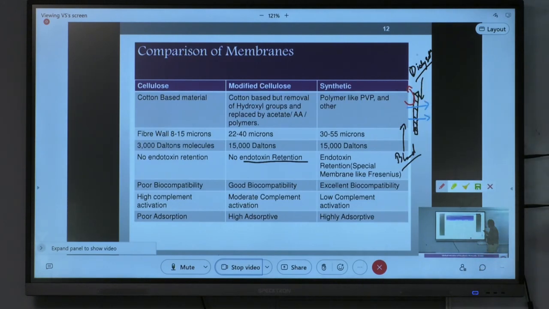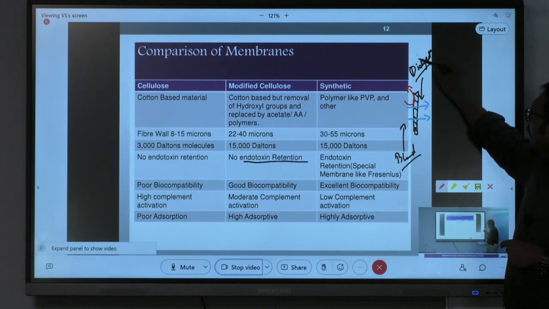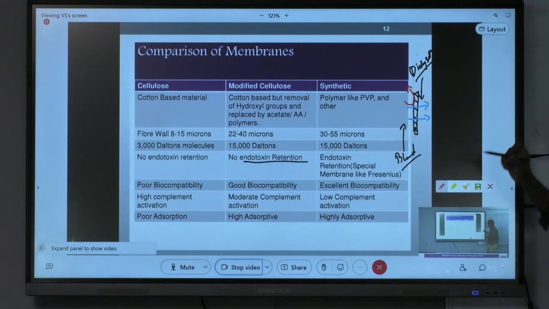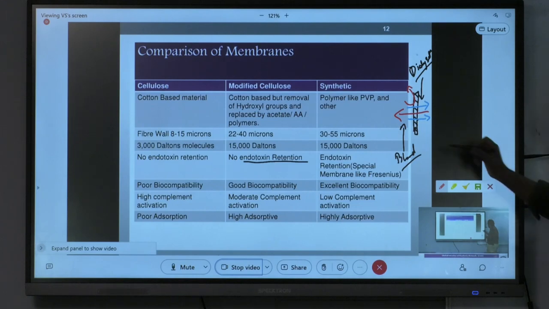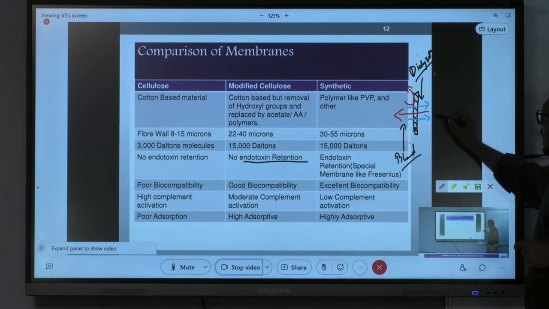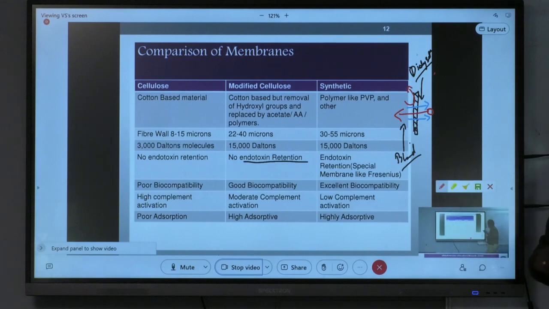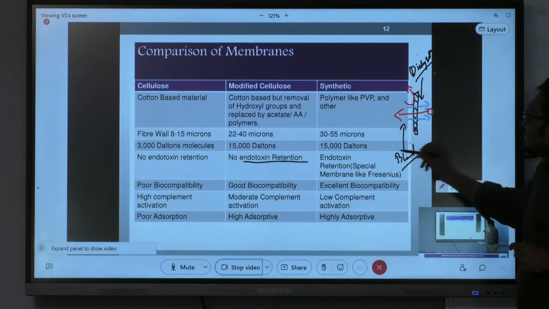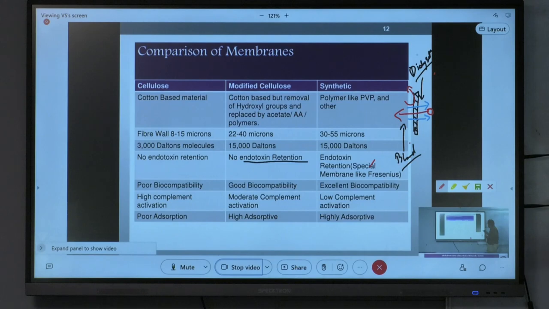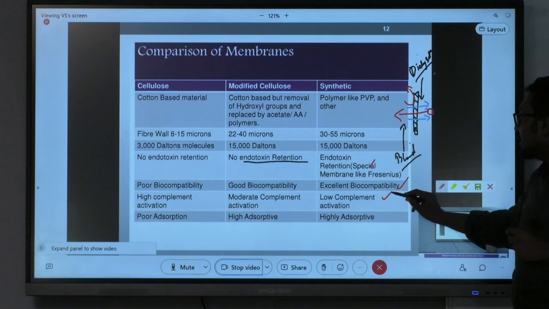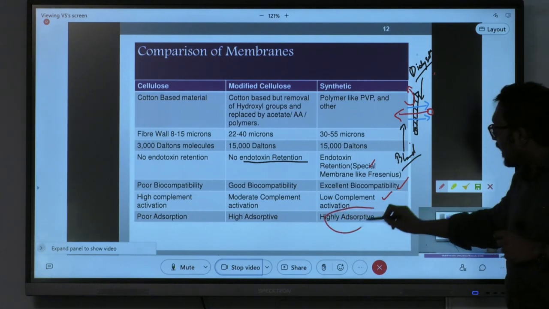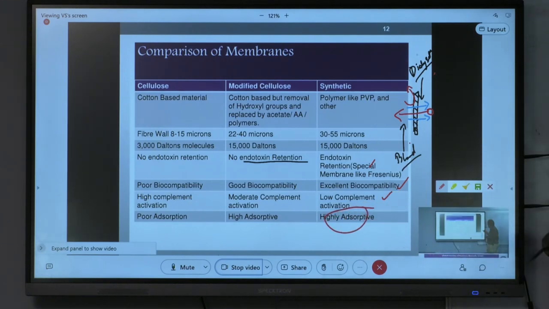So now what can happen is that dialysate is basically a buffer. From this buffer also you can have contaminants coming in. So this was your blood and this was your dialysate. From the dialysate side also you can have contaminants coming in. Here the synthetic membranes can retain these kinds of endotoxins. They have better biocompatibility, low complement activation. But again, a challenge is your adsorption. It depends on what it is adsorbing.